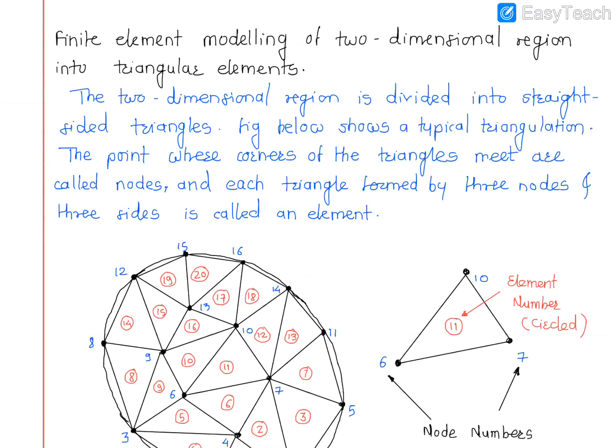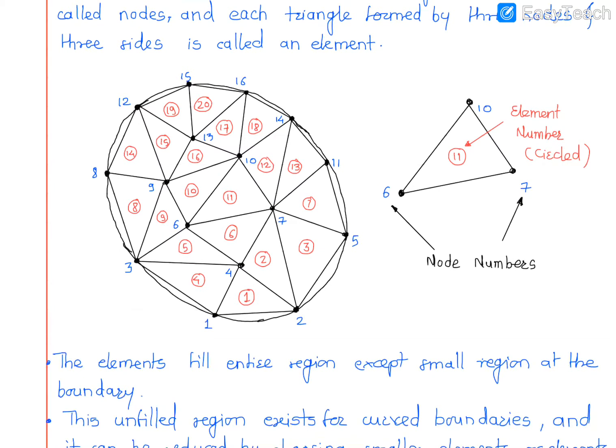Hello students, now we will learn how to do the finite element modeling of a two-dimensional region with the help of triangular elements. If you see the figure, here we have a region which is meshed with the help of triangular elements. Each triangular element will have 3 nodes and 3 sides. This circled figure will indicate the element number, whereas these numbers are node numbers.